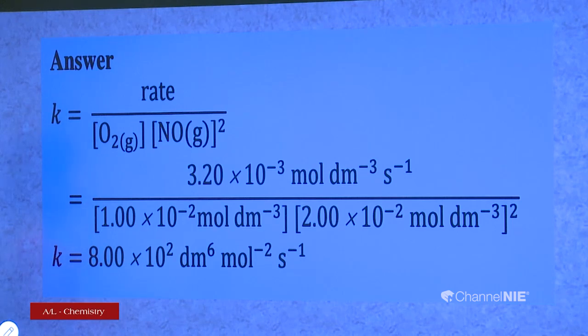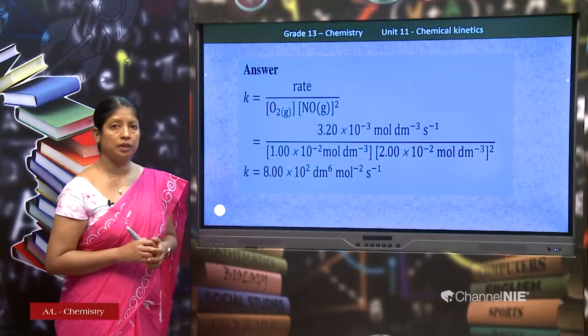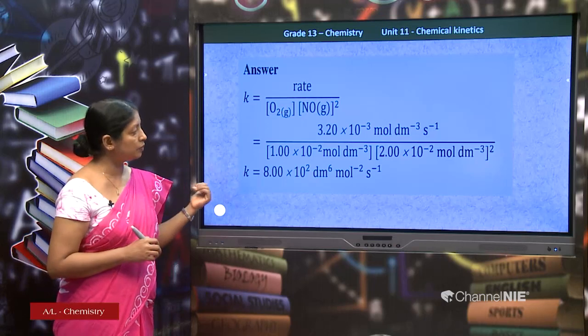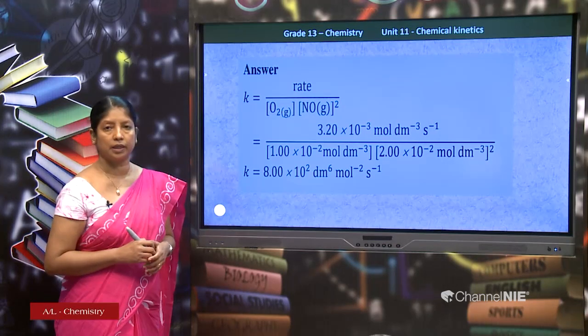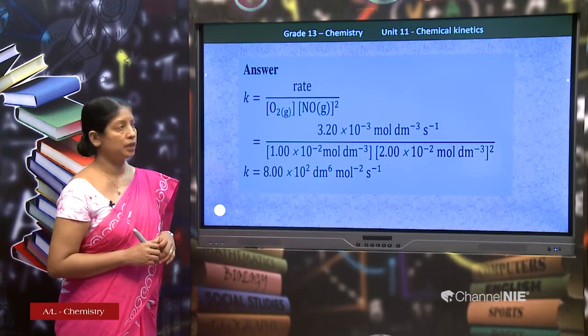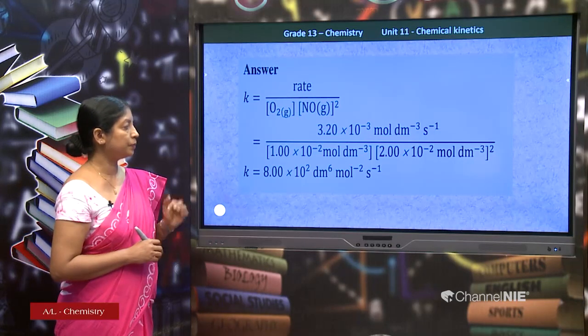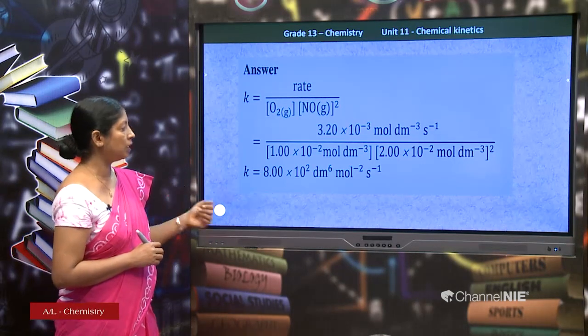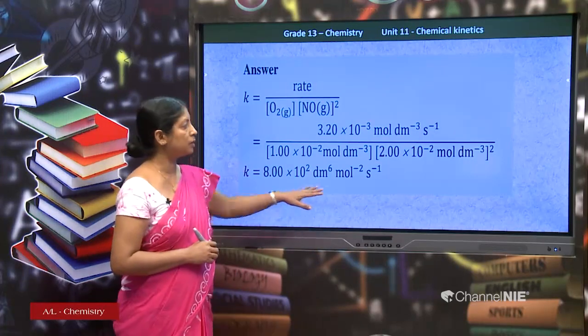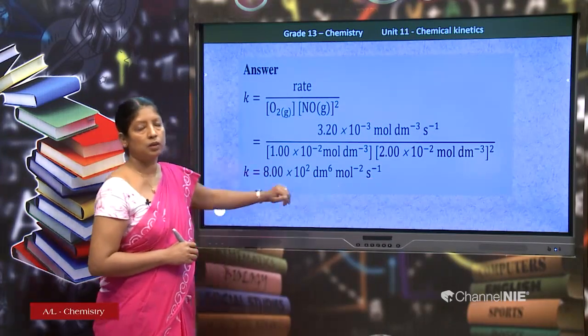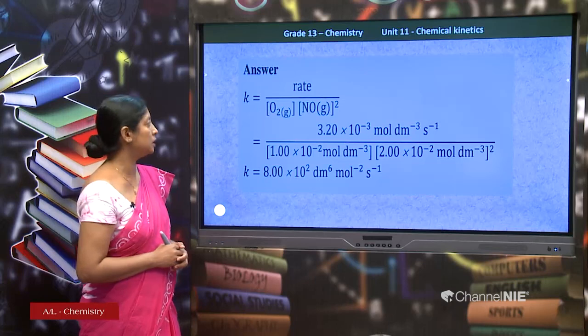Already I told you, depending on the reaction, the rate constant unit will vary. It is not a constant like reaction rate. The unit of reaction rate will always be mole per decimeter cube per second, but when it comes to the rate constant, the unit will vary from one reaction to another. In the previous example, it was per second because it is a first order reaction. Now, the unit is this one because it is a third order reaction. The total order is 3. We call this a third order reaction.